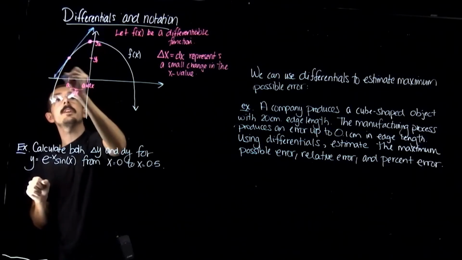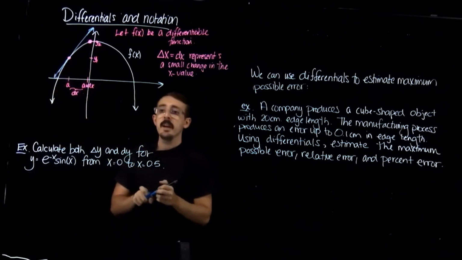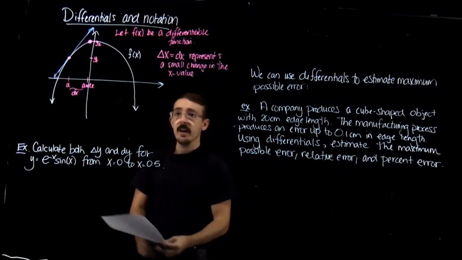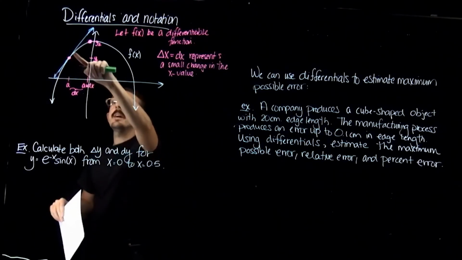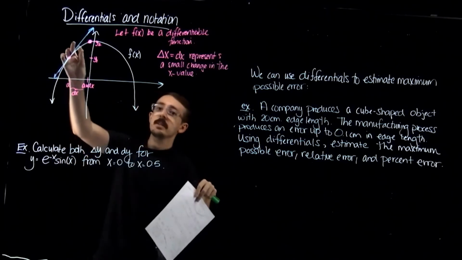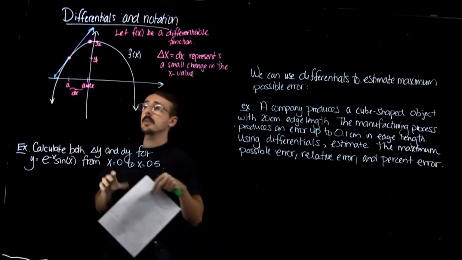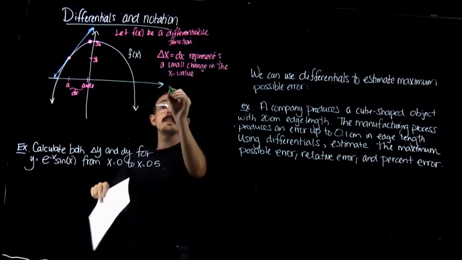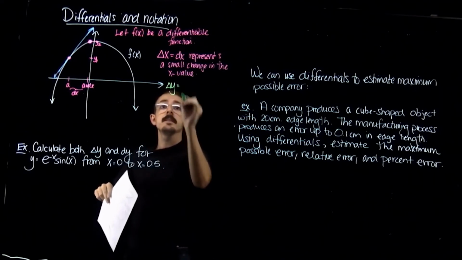So that's my tangent line right here at a. And notice it's a very good estimate for the original graph for a while. And then you'll see that the tangent line starts to separate from the actual graph. So my change in y is going to be delta y.